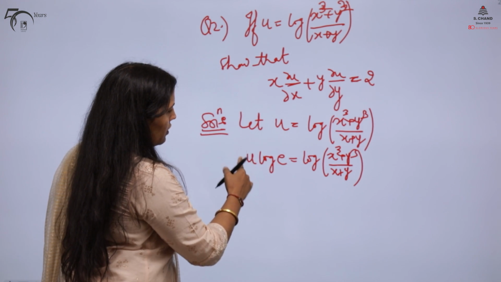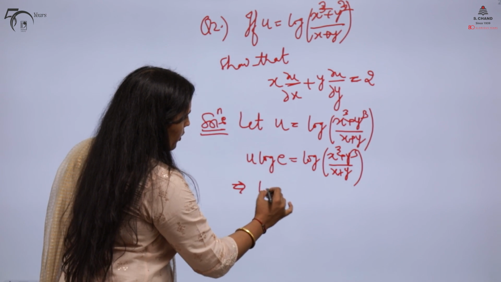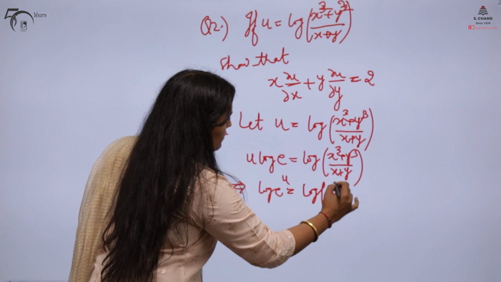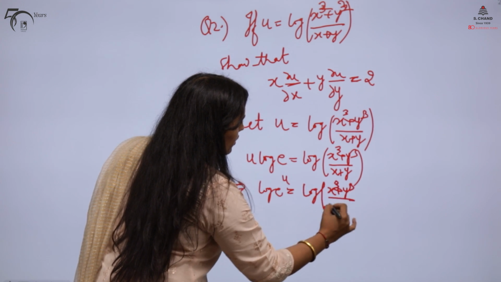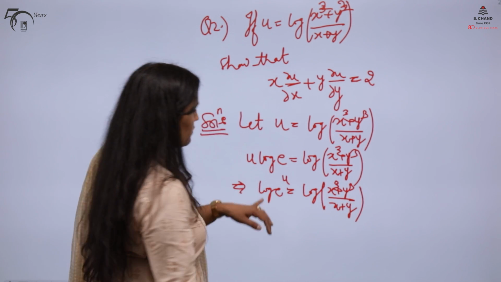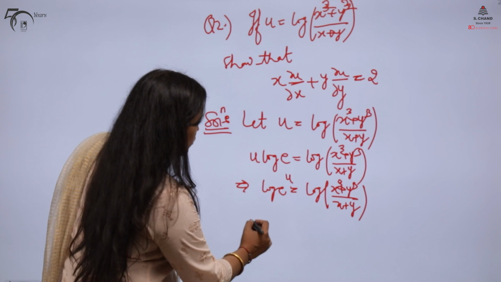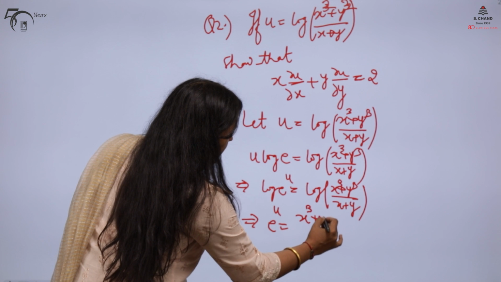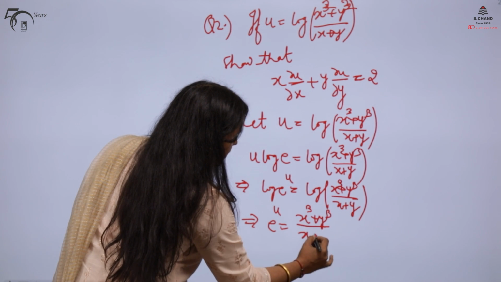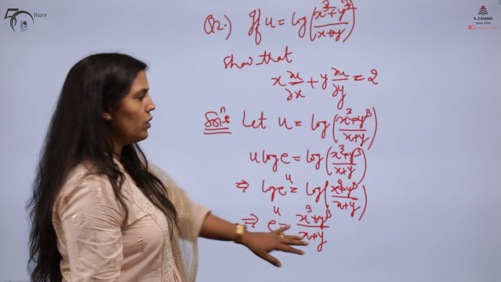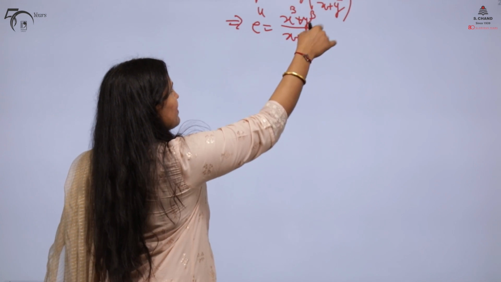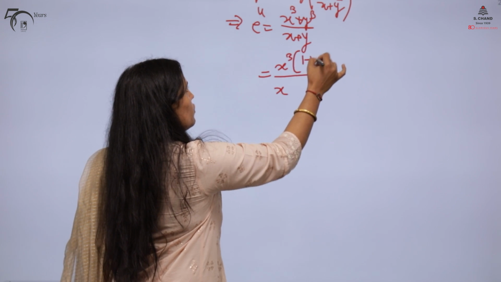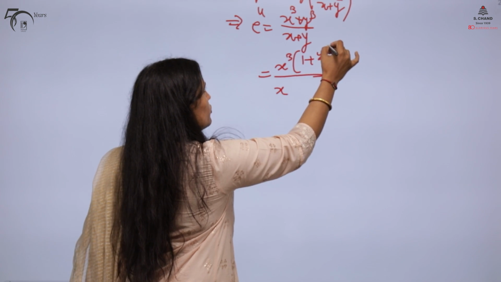You can take this in the power. This is a log property. So this will become log e to the power u. This will be log of x cube plus y cube upon x plus y. Now you can see, simply this way we can remove log. No issues at all. So this will give you e to the power u simply. And so my expression is this one now. So after this expression, what to do? Obviously, you have to take out x common to make it in the form of a homogeneous function.